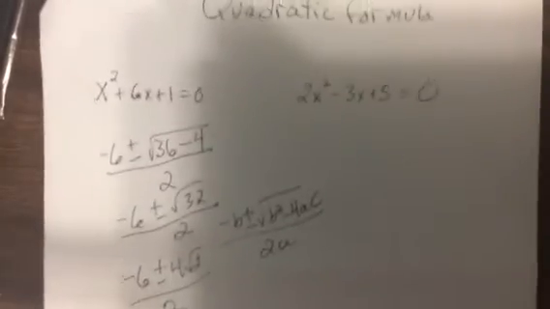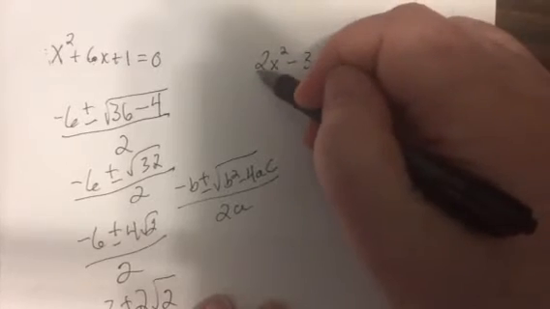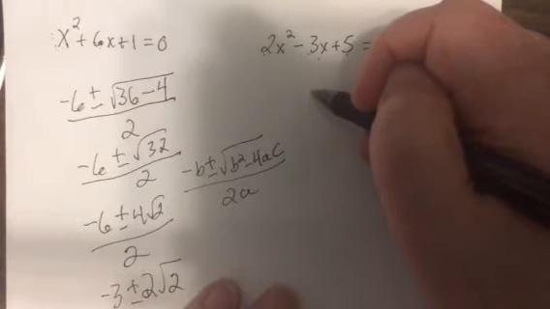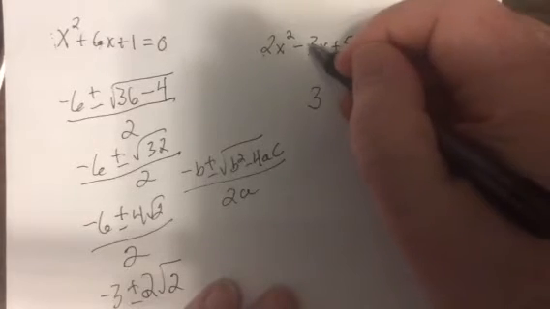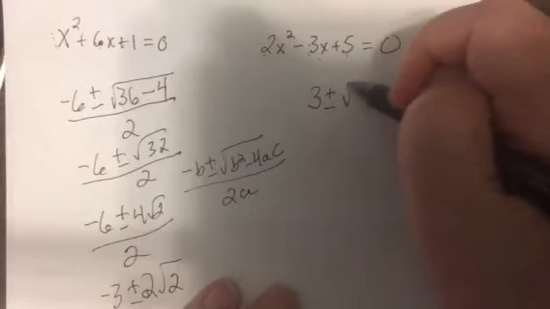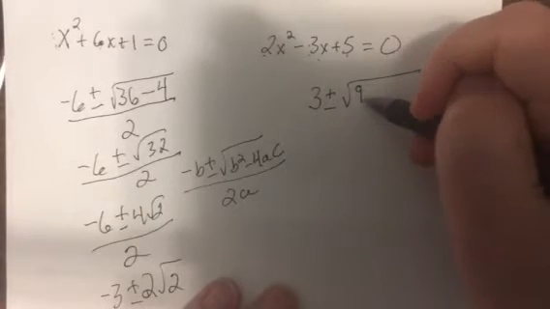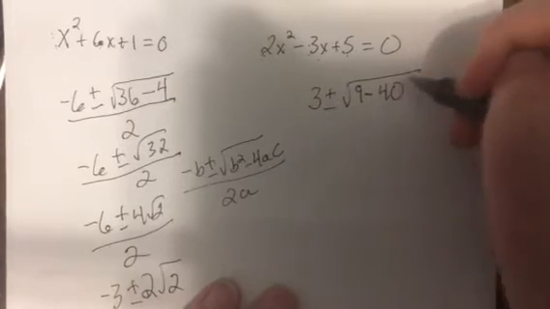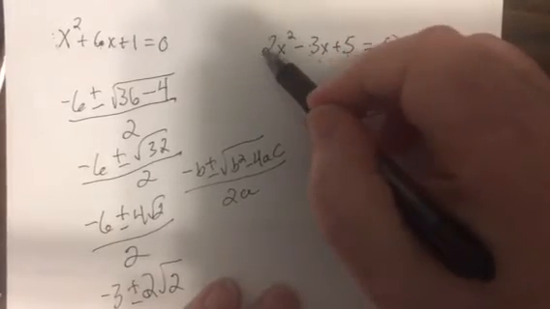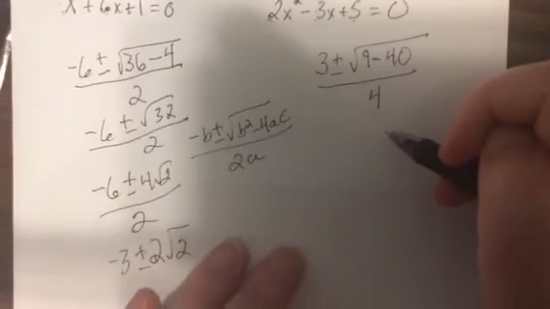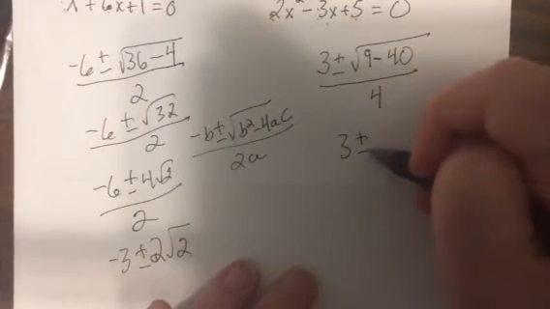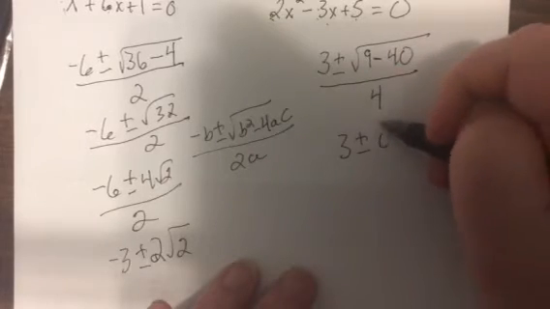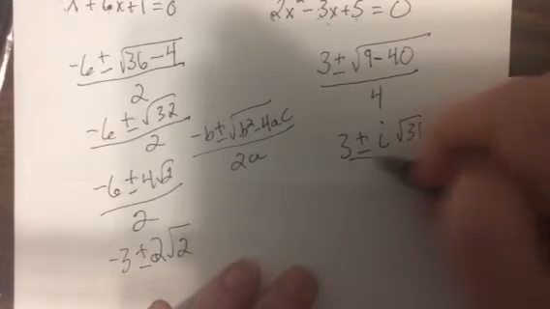So this one, we're just going to plug and chug. A is 2, B is negative 3, C is 5. So it's 3 because it's the opposite of B, plus or minus the square root of B squared minus 4AC. 8 times 5 is 40, all over 2A. So 2 times 2 would be 4. So 3 plus or minus the square root of negative 31. Square root of a negative, pop the i out, all over 4.